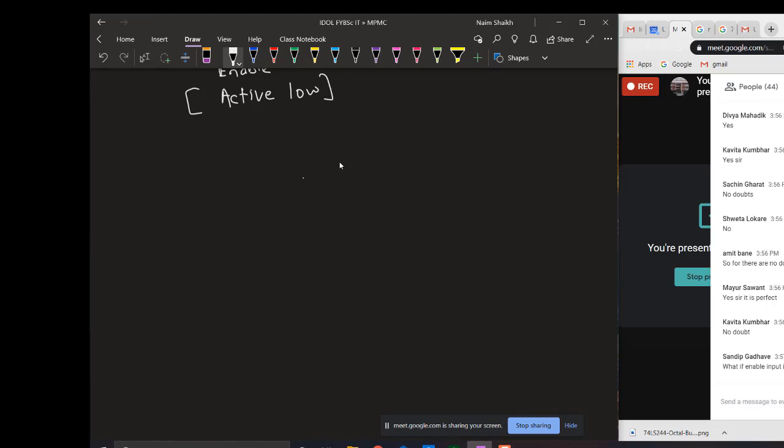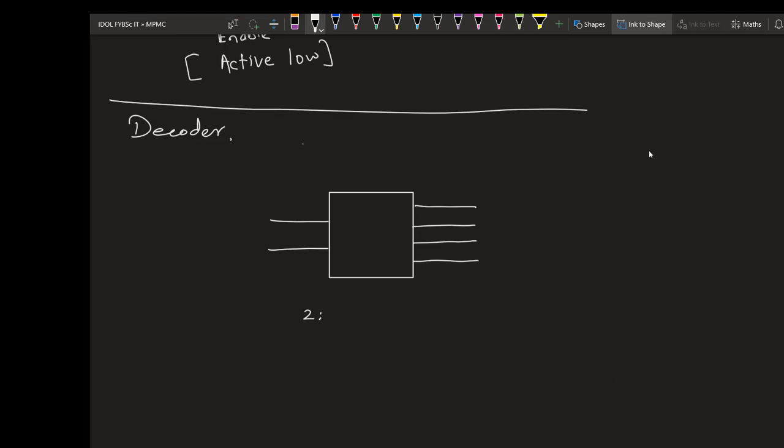Okay, so coming to the decoder, I'm going to draw the logic or block diagram first of all, and then we will start with understanding what exactly a decoder is. Okay, so the block diagram for the decoder is this. This diagram represents the 2:4 decoder.